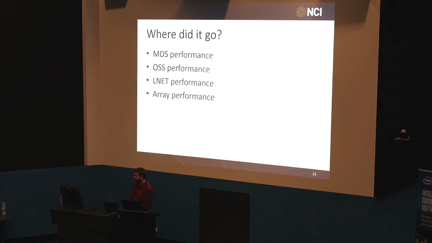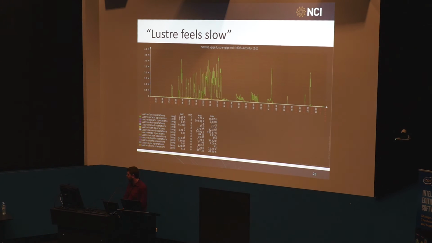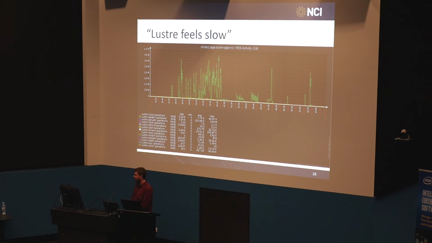So then, where did it go? I've got some examples here of things that we were able to do because we had the metrics. This one here, there was a particular user who was running an interesting job that did a lot of finds, and they were running multiple finds on multiple nodes. As you can see there, there's 3.8 million get-attrs a second in those big bursts.